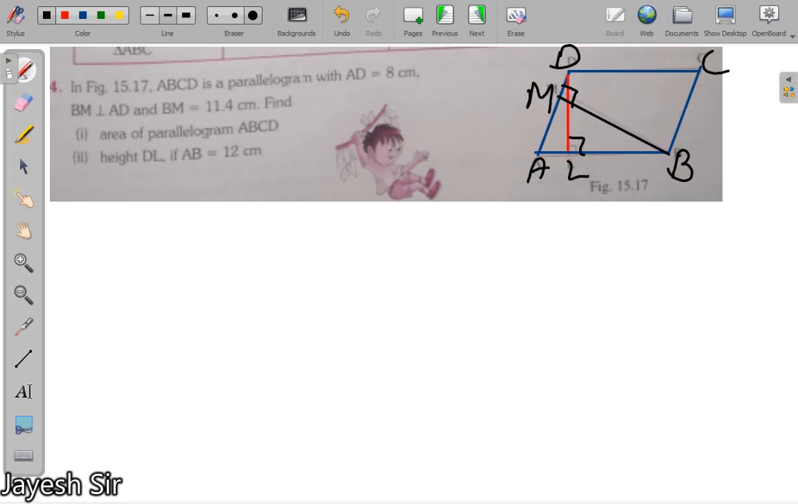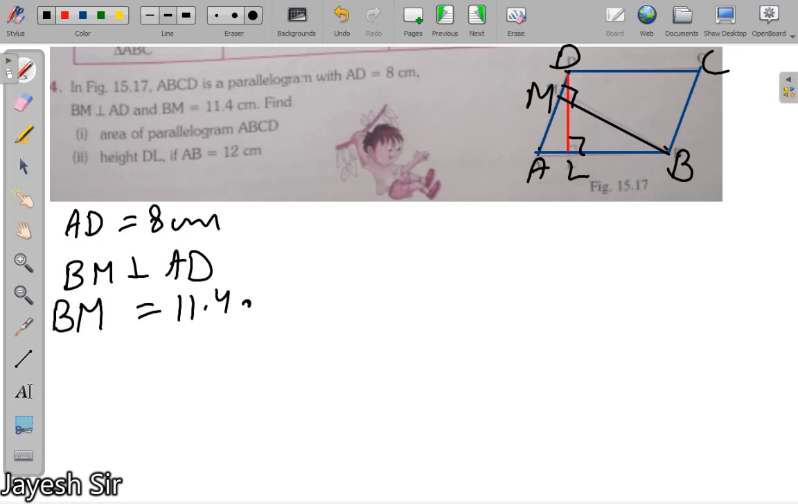What is given to you is that ABCD is a parallelogram with AD equal to 8 centimeters. First of all, students, let me again remind you that in all questions, whenever possible, draw the diagram. So first of all, the length of AD is given to you as 8 centimeters. AD is the base for perpendicular BM. Now we also have BM perpendicular to AD, and the length of BM is equal to 11.4 centimeters.